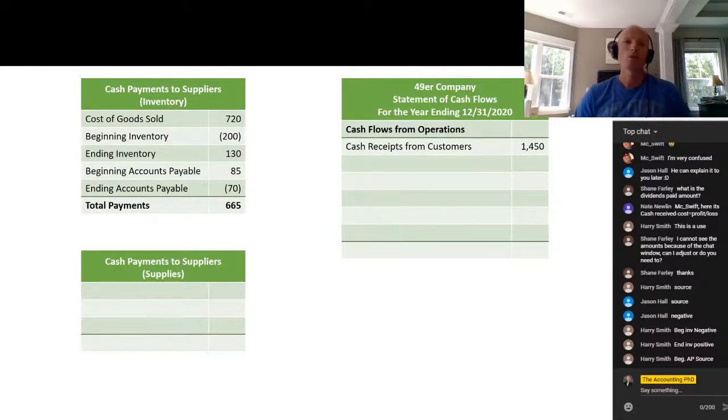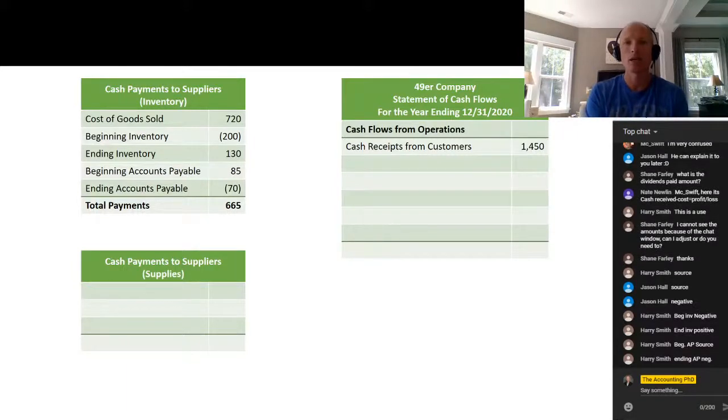same idea. The beginning accounts payable is basically a payment that I made in the current period for an expense I incurred in the prior period. Whereas ending accounts payable are expenses that I incurred in the current period from payments that I'll be making in the next period. The expense related to the beginning accounts payable would have been part of cost of goods sold in 2019, but I made the payment in 2020, so that's why it's a positive adjustment. For the ending accounts payable, that expense would have been included in cost of goods sold, but it's not a payment I'm going to make until 2021, which is why it's a negative adjustment. And so the total payments to suppliers, if I add all that up, is $665.